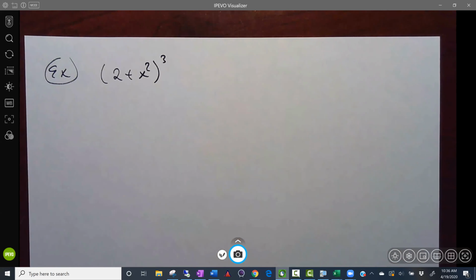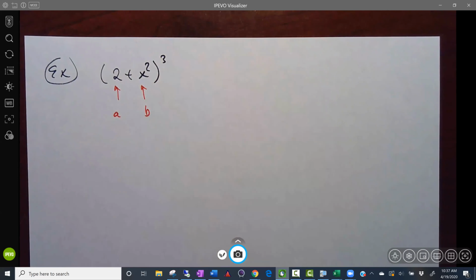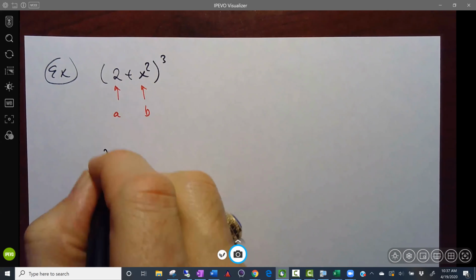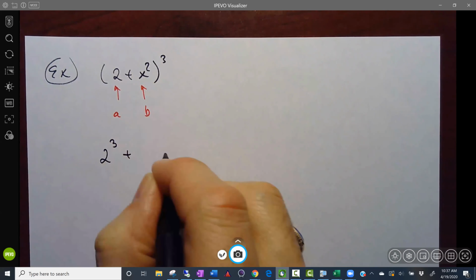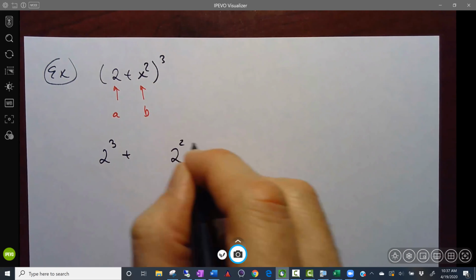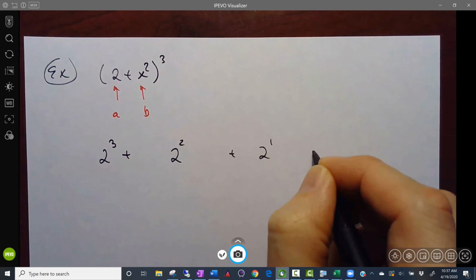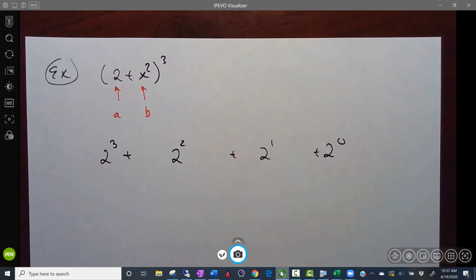As before, you've kind of got your a and your b. So this is the A, this is the B. Let's start out with everything to the right power. It's going to start out with 2 cubed plus 2 to the second plus 2 to the first plus 2 to the 0.